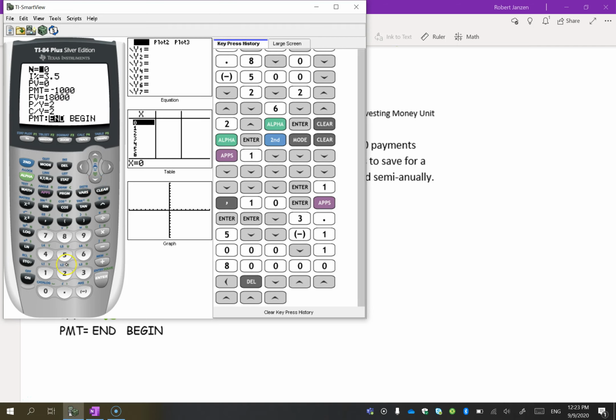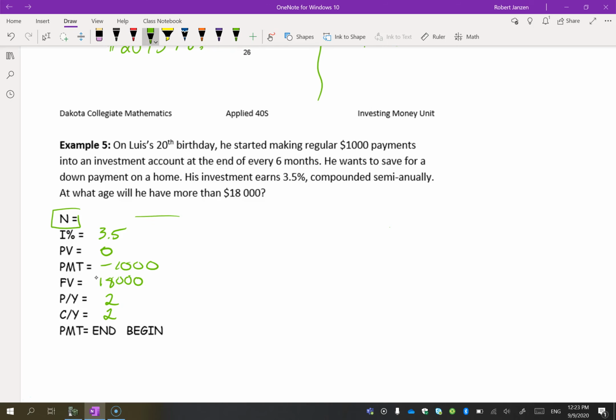The question is, how many payments? Well, looks like we have 15.78433. So that many payments will get him to 18,000.